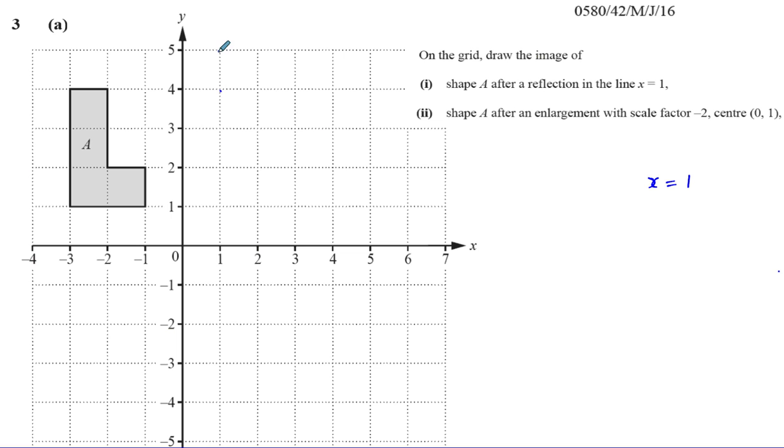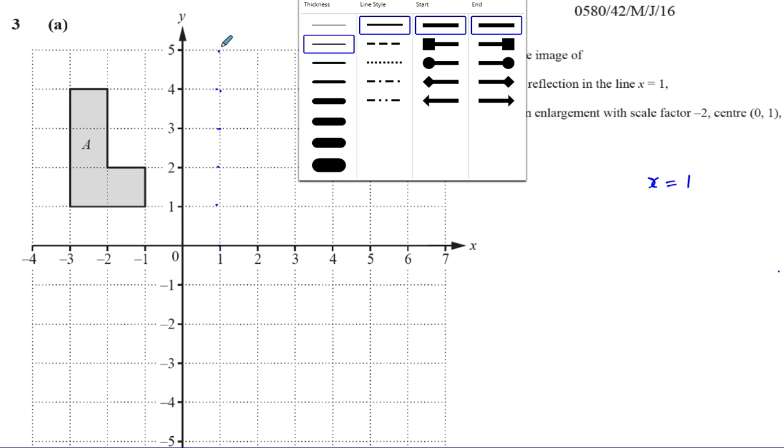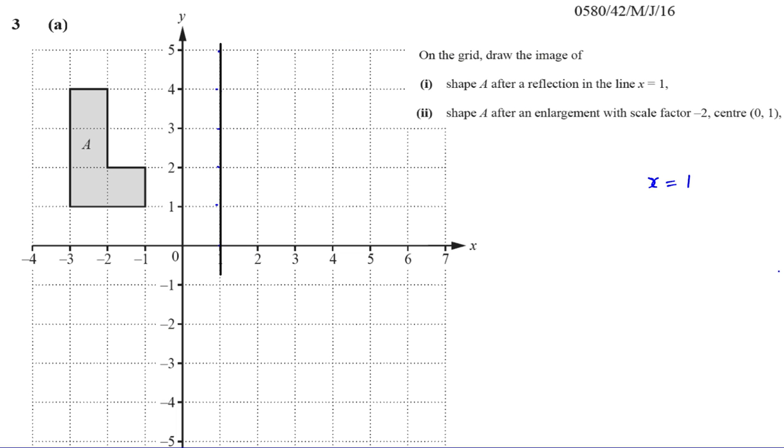For example, this is the point (1, 5), (1, 4), (1, 3), (1, 2), (1, 1), (1, 0), and so on. So every point on this line, the value of x is 1. Okay, so this is the line x equals 1. So we're going to draw the line x equals 1, which should be a vertical line passing through 1 on the x-axis. I'll label this as the line x equals 1. And I want to reflect shape A in this line.